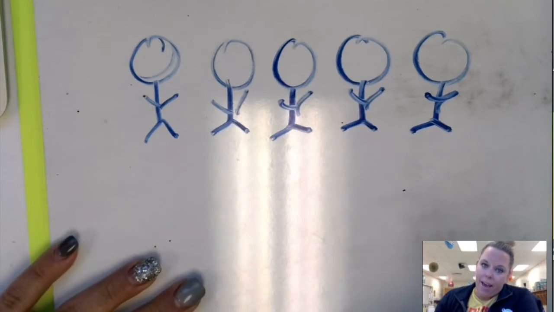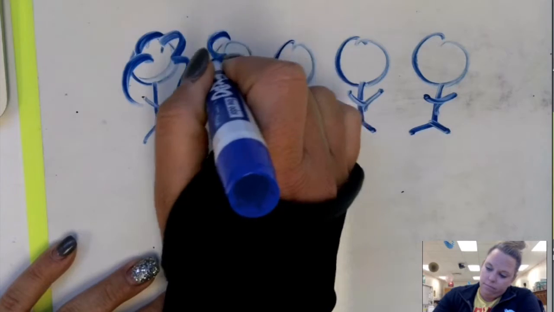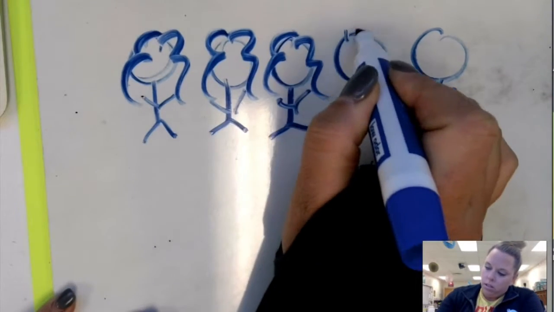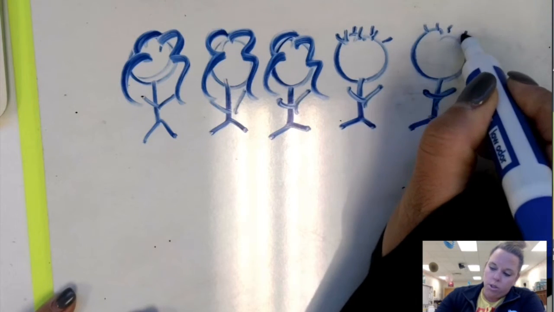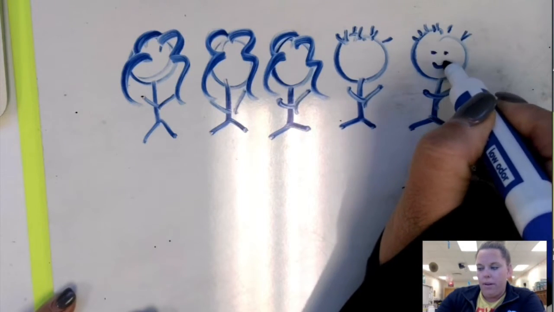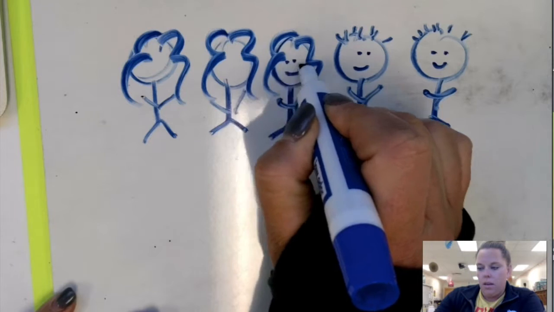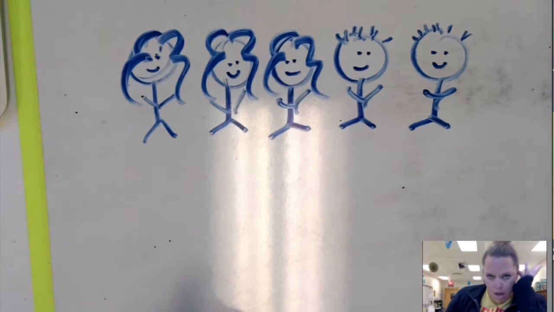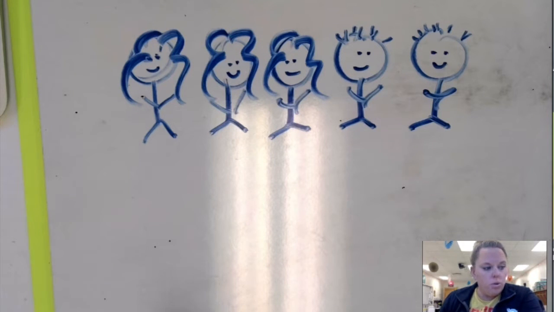If I have 5 kids, 3 of them are girls and 2 of them are boys. Maybe they're in my class, they're in my after school program. Okay, 3 of them are girls and 2 of them are boys. And I want to know what the fractional set is of how many girls there are.